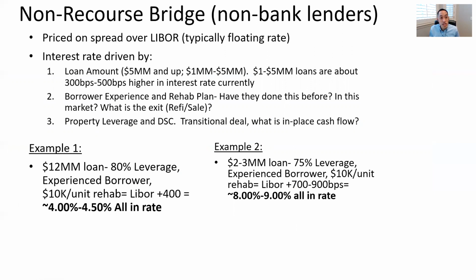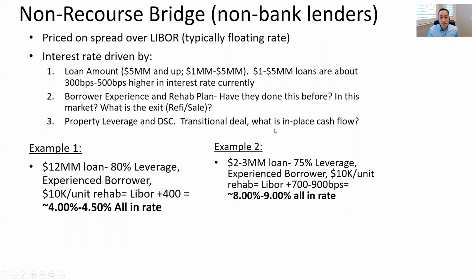So non-recourse bridge is typically 5 million and higher, right? So there's a lot more competition at 5 million and higher. If you get above 10 million, there's even more lenders in that space. And so what are they looking for? They're really looking at your experience and your rehab plan. So they're going to look at, have you done 2, 3, 4 deals? Have you taken them full cycle? Have you invested in this market? Can you show me some properties that you bought, that you rehabbed, that you improved the NOI? Like, show me that story.